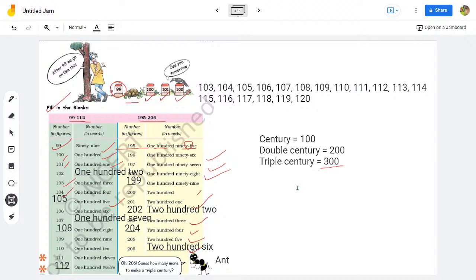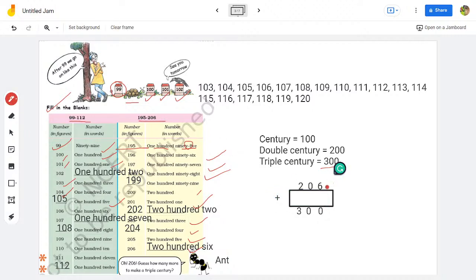Let's see how we can do that. We can write 206 over here. We have to add something, so we can make a box over here, and then the answer that we are getting is 300. So we need to get 300 if we add something to 206, and we have to find out how much we need to add.